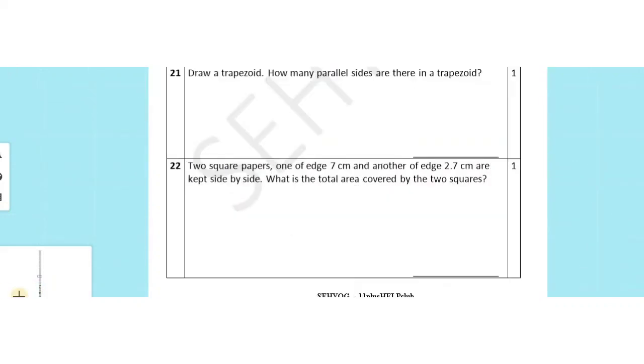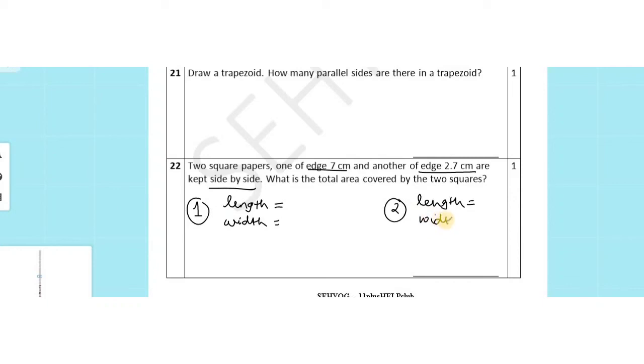Number 22. 2 square papers, one of edge 7 centimeters and another of edge 2.7 centimeters, are kept side by side. What is the total area covered by the 2 squares? So, for this separately we have to find the area of the first square, the area of the second square, and then we will add up both the areas.